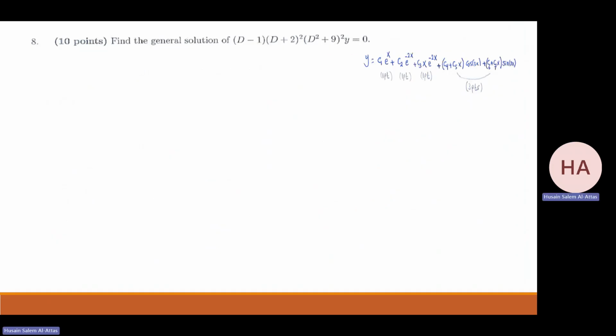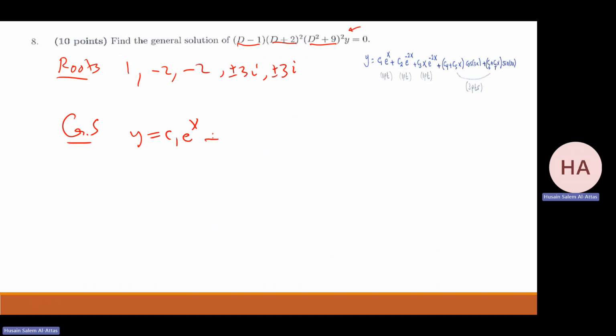Find the general solution of this equation. So I need to find the roots first. It's ready. I have 1. Here I have minus 2 repeated. Here I have plus or minus 3i repeated 2 times. Okay, so it's the general solution.